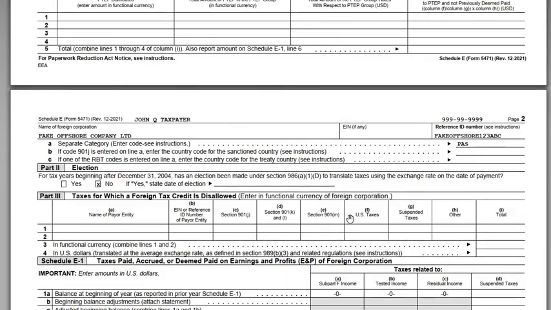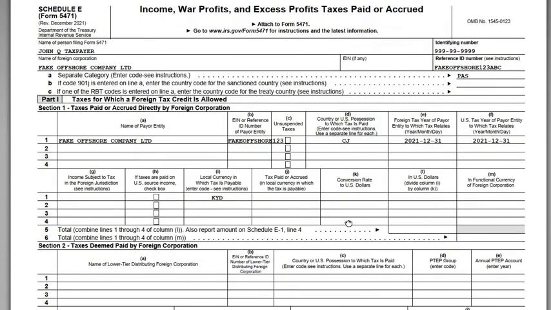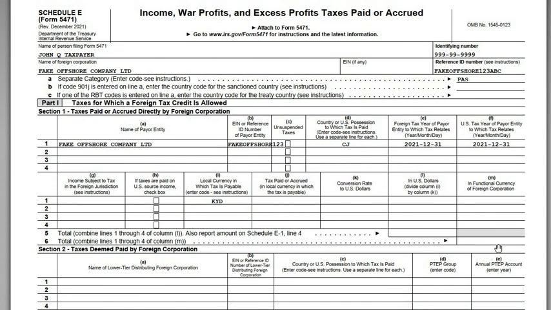All right, so that covers it for Schedule E. Again, very simple example, largely blank given our fact pattern, but I will have other tutorials that cover Schedule E in more detail, where we do have a lot of this information completed because we have taxes paid either directly, deemed paid, and the like.